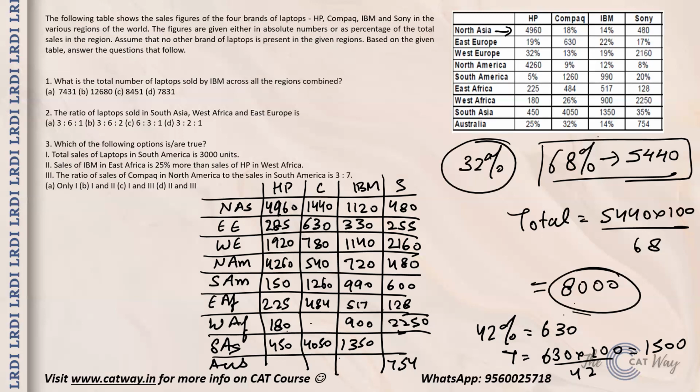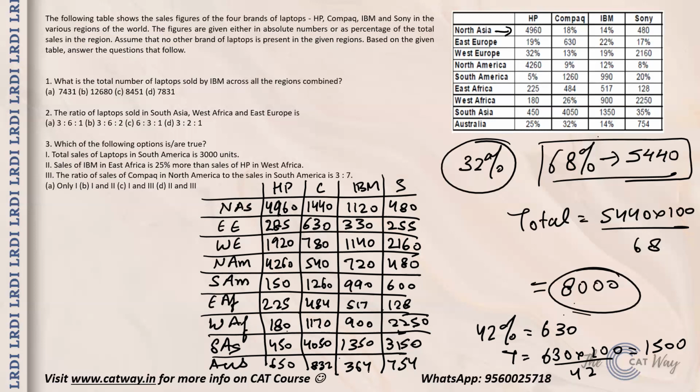Then in West Africa, one figure was left, that is 1170. Then in South Asia, we have 3150 over here, as it was 35%. And in Australia, we have a 650, or 832, and a 364. So now we have the absolute figures for the sales of different company laptops in different regions. So now we can move towards the questions.